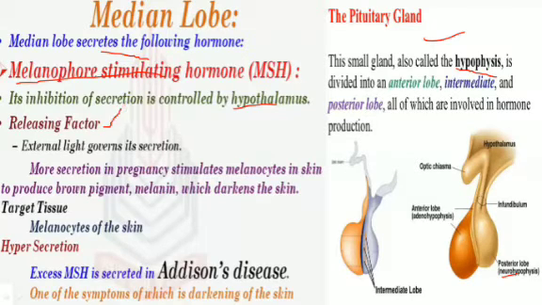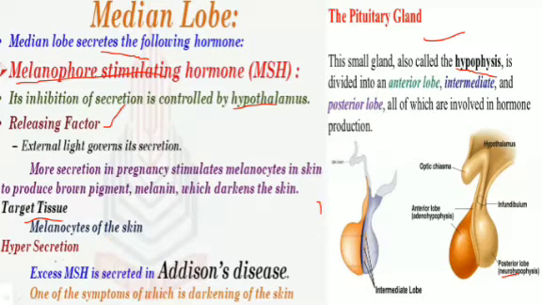Its releasing factor is external light, which governs its secretion. Like in more light, our hypothalamus gives more messages, and the median pituitary lobe secretes more melanocyte stimulating hormone, which affects melanocytes. So what is the target tissue here? That is the melanocytes of the skin, which produce melanin, which is released from the cells, and it gives the complexion to the skin.